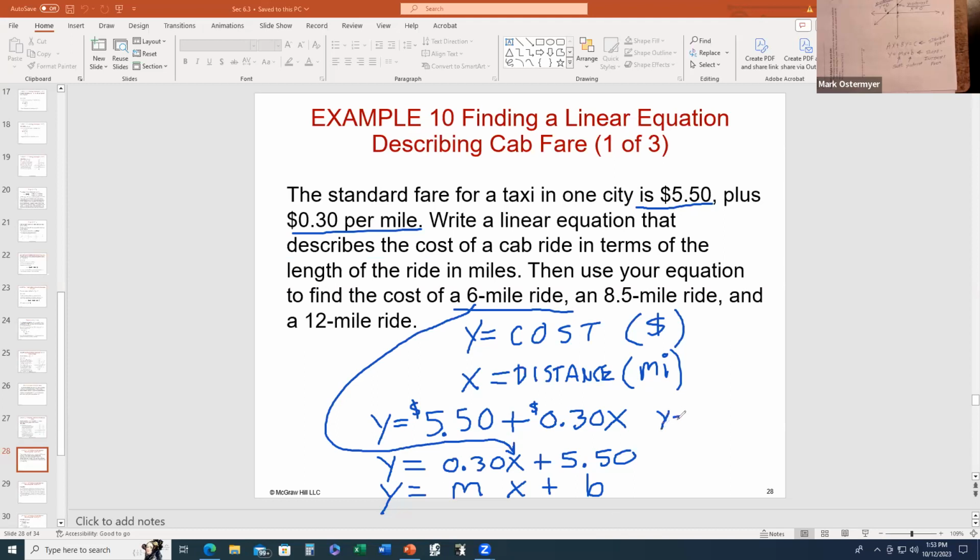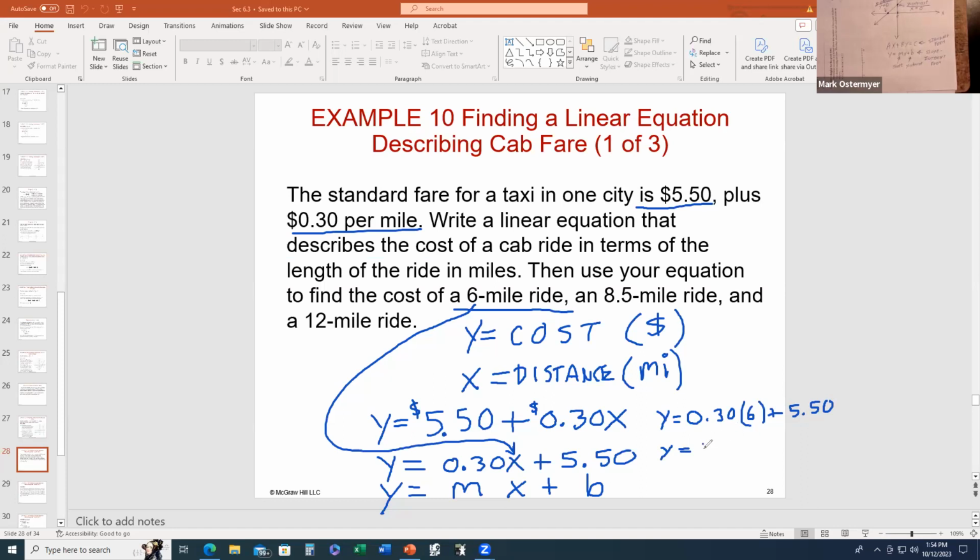And then we get on our equation, the cost y is going to be 0.30 times 6 plus $5.50. And what's that going to give us? Well, what is 0.30, or 0.3, or 30 hundredths times 6?